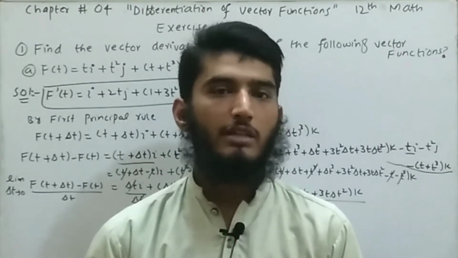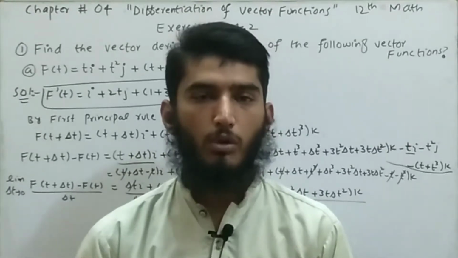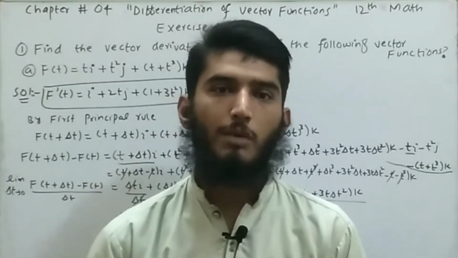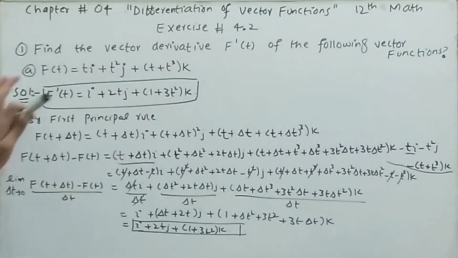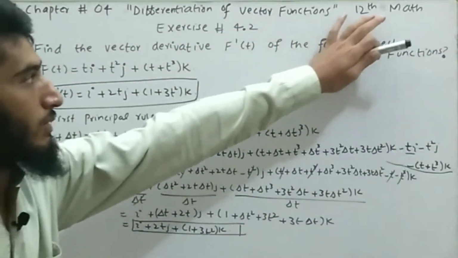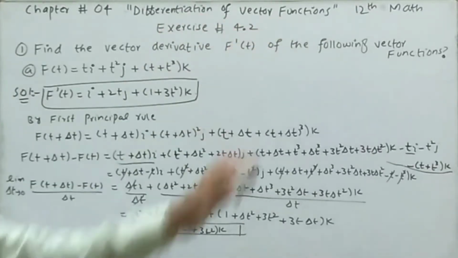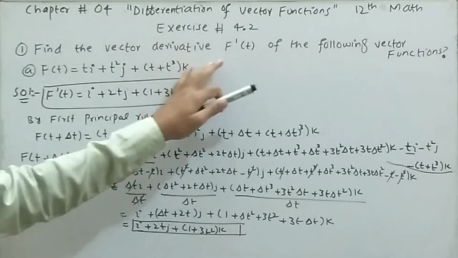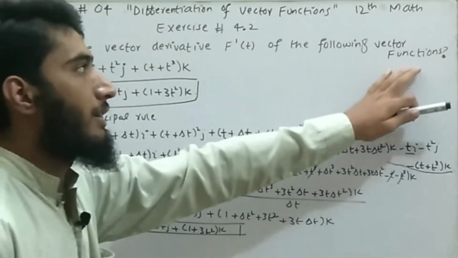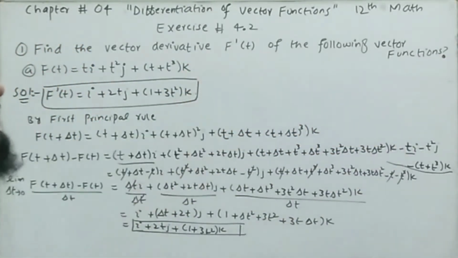So the first question of exercise number 4.2 is related with the differentiation of a vector function for the first time derivative. So let's move toward question number 1 of exercise 4.2, class 12 math. Differentiation of Vector Function is the name of chapter number 4. Question number 1 tells us to find the vector derivative f prime of t of the following vector functions. f prime of t means that we will differentiate the given vector function for the first time.